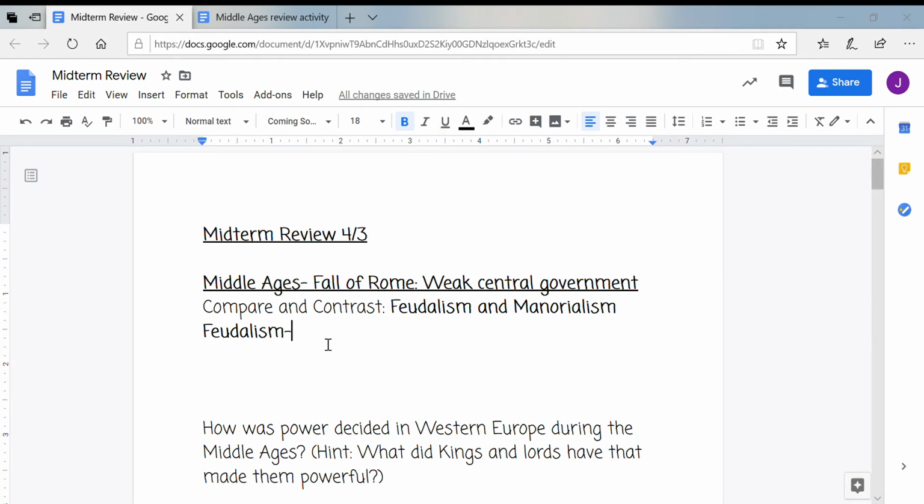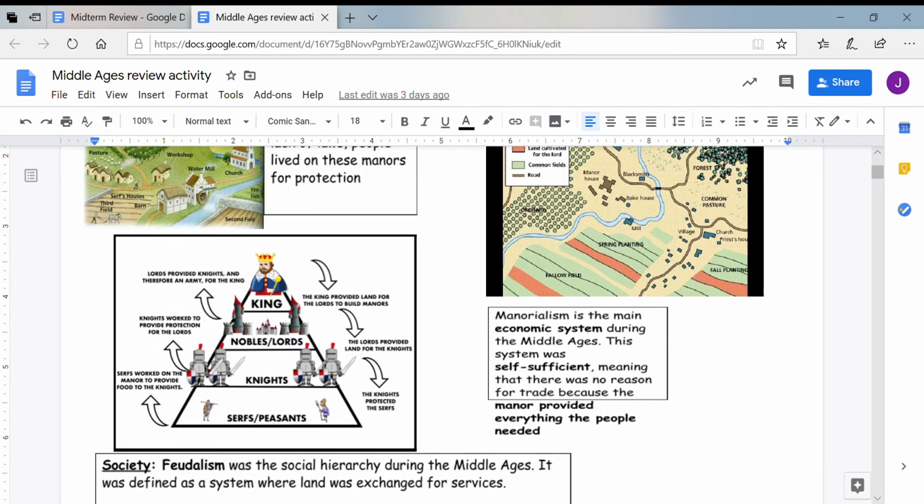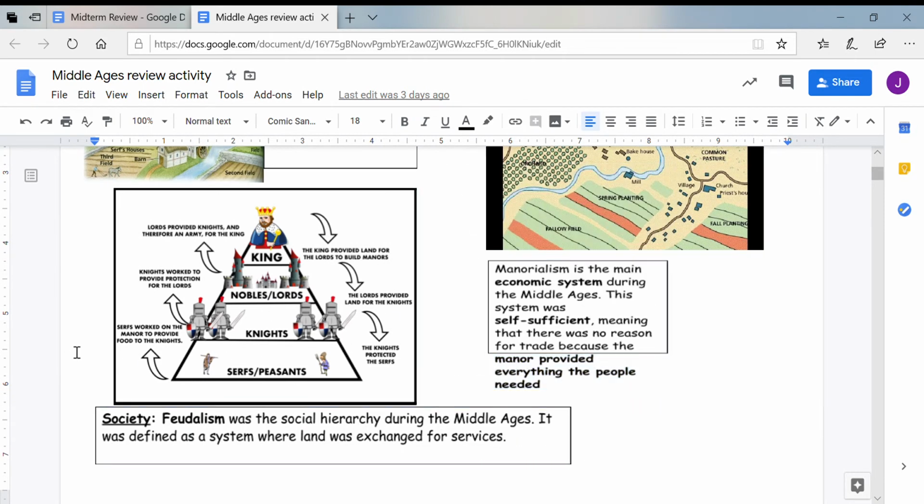And there's two terms you have to know for the Middle Ages. And one of these terms is something called feudalism. And as you remember, feudalism is a social hierarchy. Now, what does that mean? If you guys remember this activity we did, this is the social hierarchy, if you can see with my mouse. Now remember, in the social hierarchy, the triangle, you have the king on the top. Below the king is the nobles and lords. Below nobles and lords are the knights, and on the very bottom, where most of the people are, the peasants.